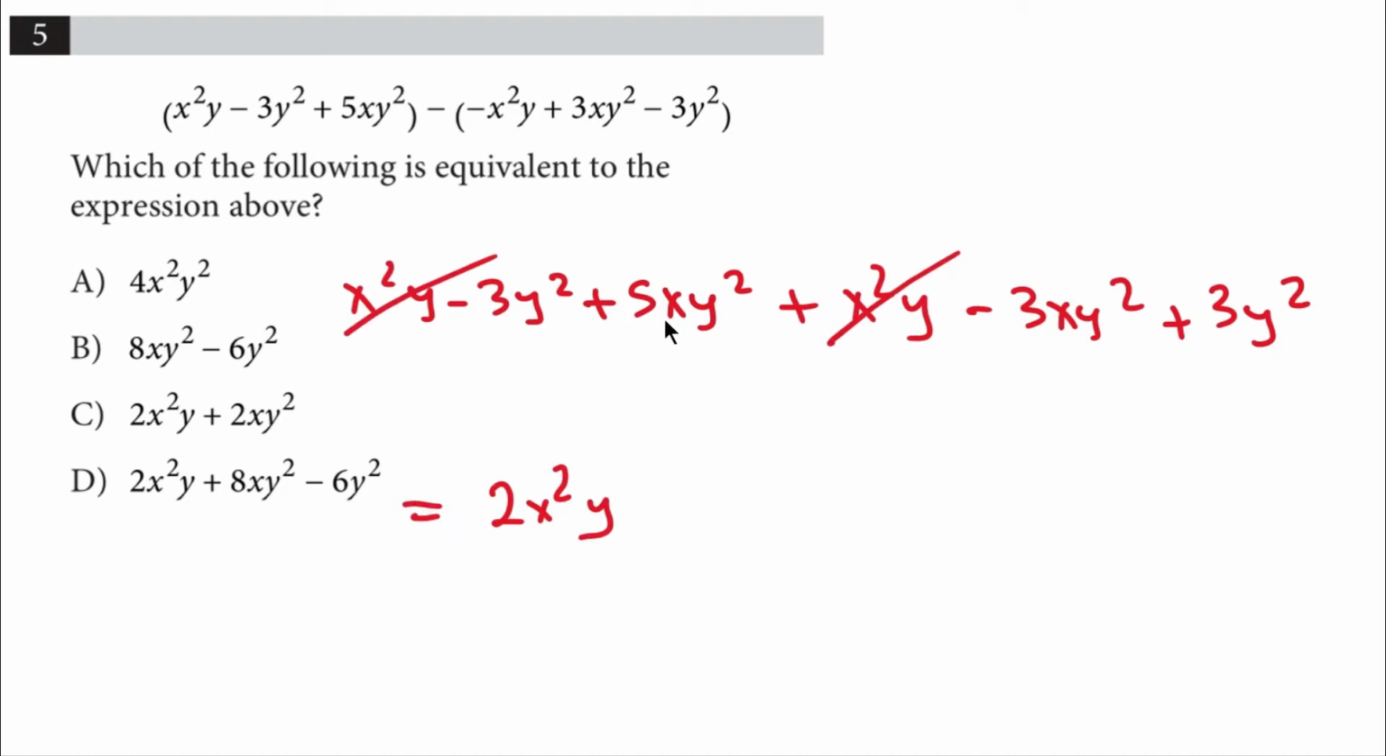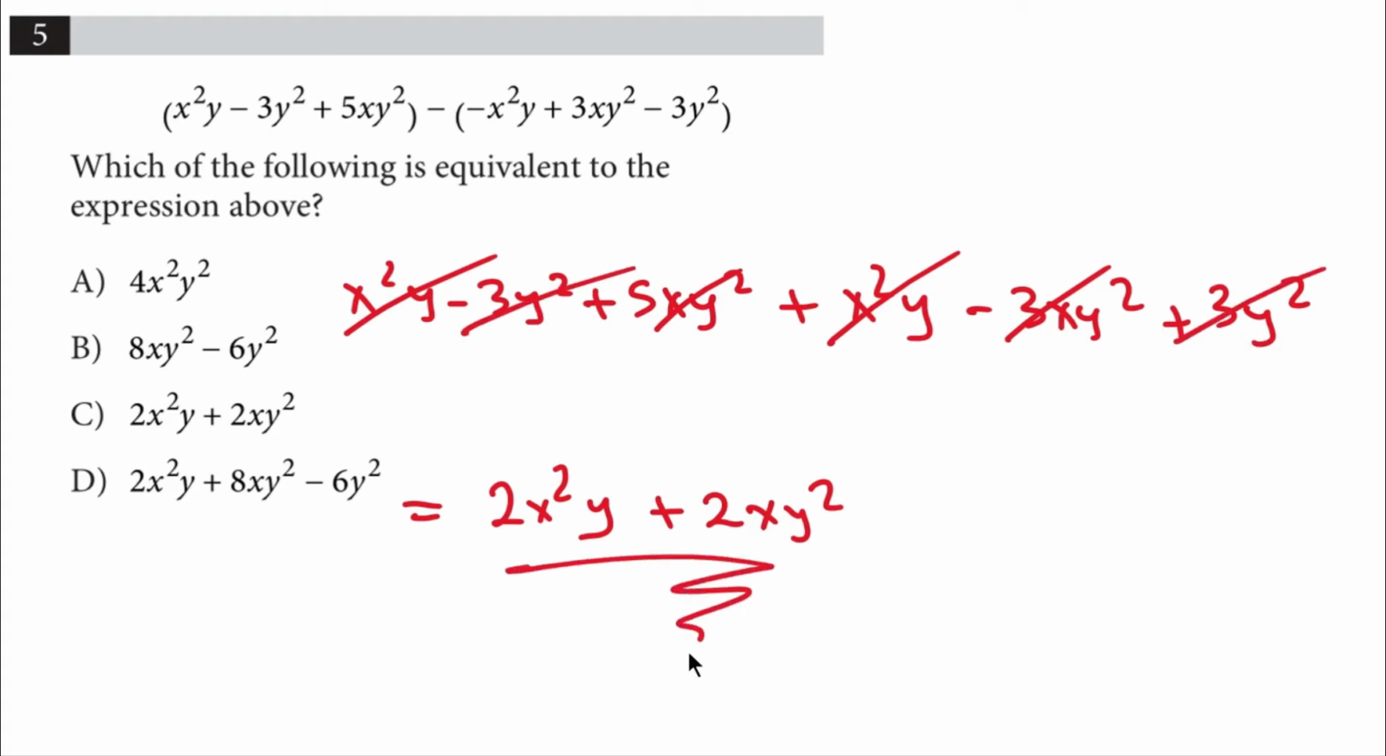Now 5xy squared minus 3xy squared will give us positive 2xy squared. So we can cross them out as well, and negative 3y squared plus 3y squared will just cancel out. So the final expression is this. Therefore, choice C is the correct one. Now let's move on to the next question.